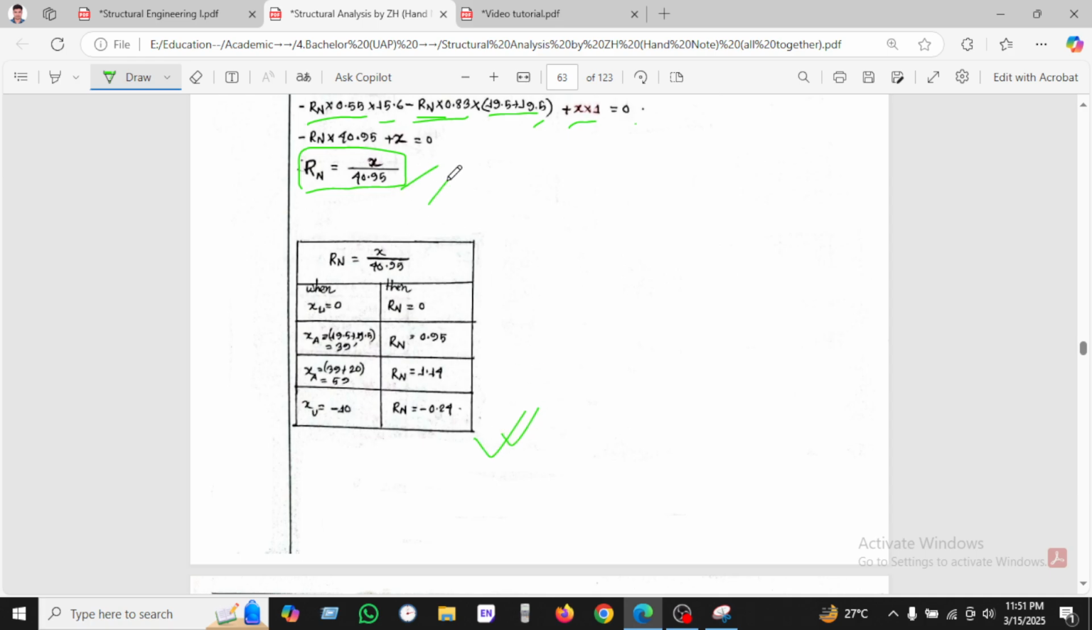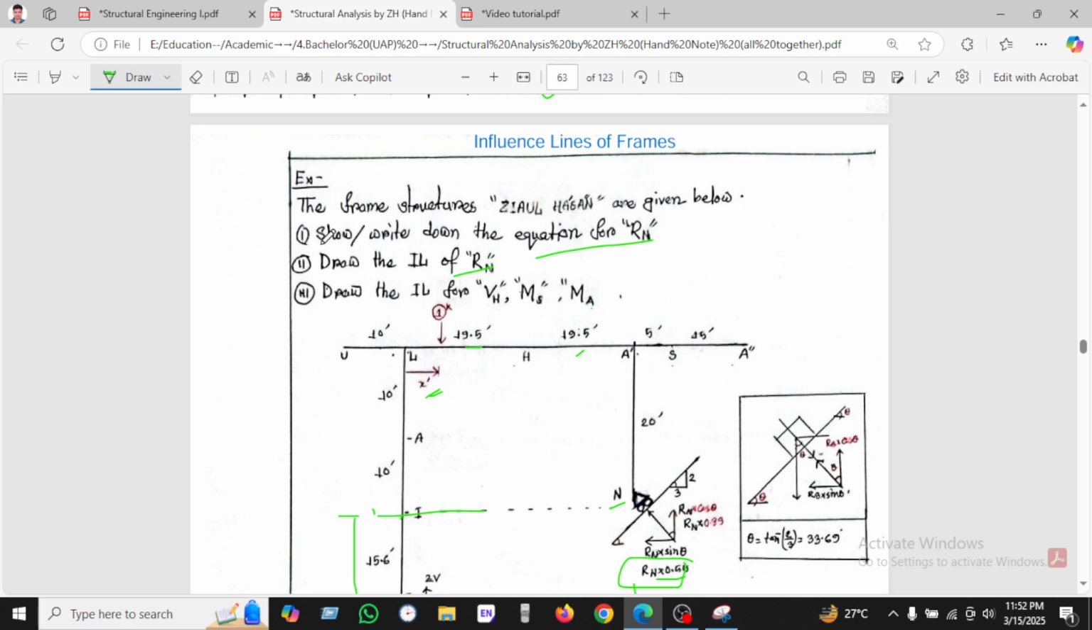So this is the equation. Our first task was to show and write down the equation of Rn, and we have completed this.